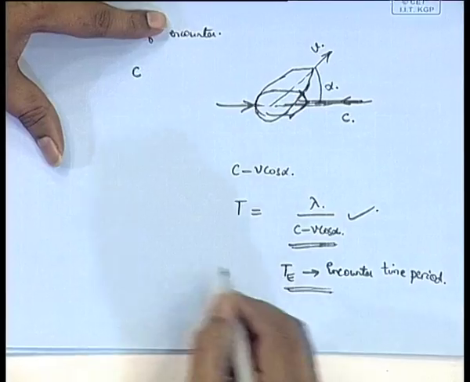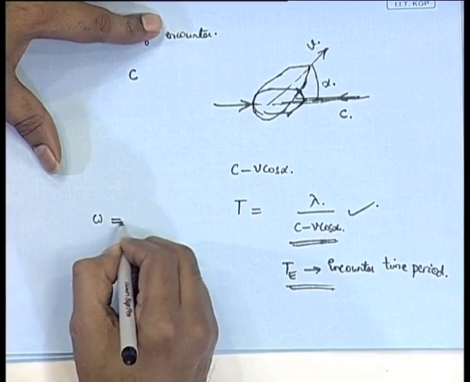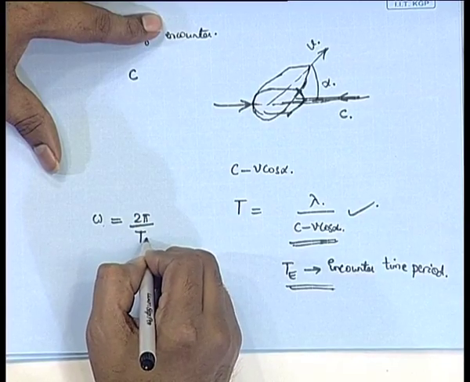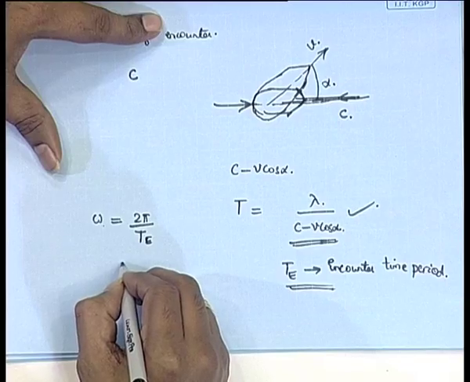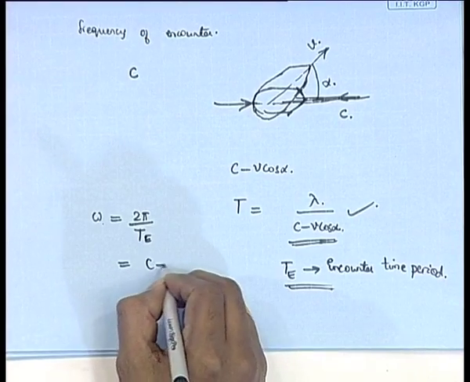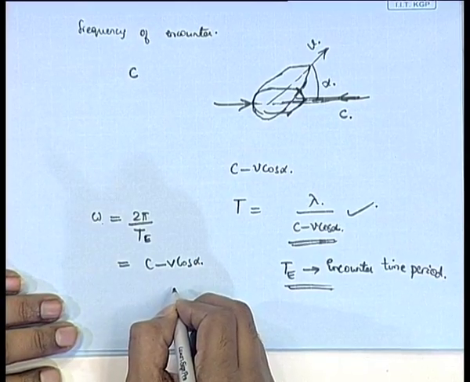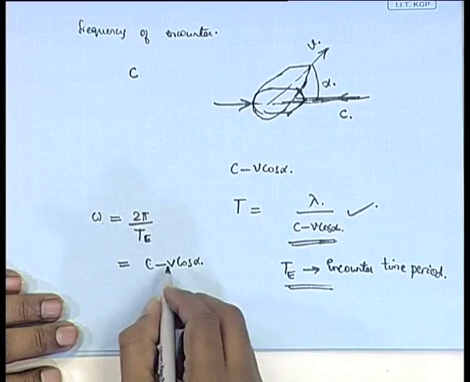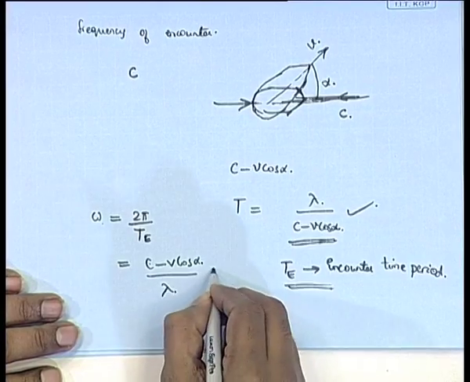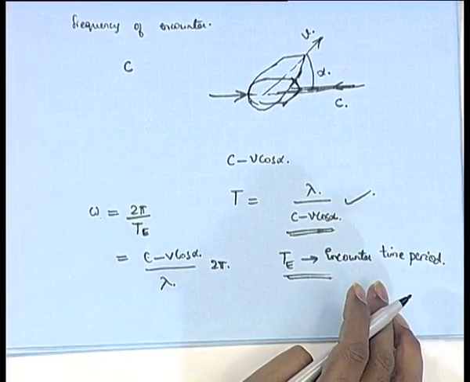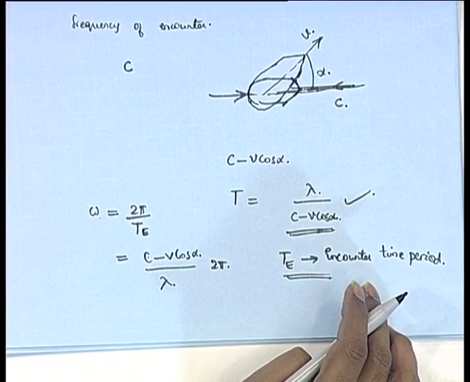So, if you take the frequency of this, which we call omega, 2 pi by T e, this becomes c minus v cos alpha by lambda into 2 pi. So, this will give you the value of the encounter frequency. This is what we call the encounter frequency.